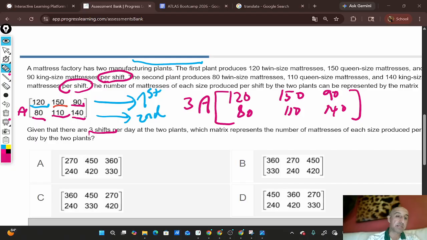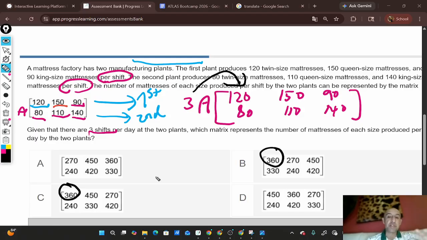Now when we multiply it like this, 3 times 120 is 360. So we can see that here is 360 and here 360. So the answer could be B or C, not A and not D. Let's start with this one: 3 times 150 is 300 and 150, so 450. We can see here 450, and the answer here is 270, which is not right.